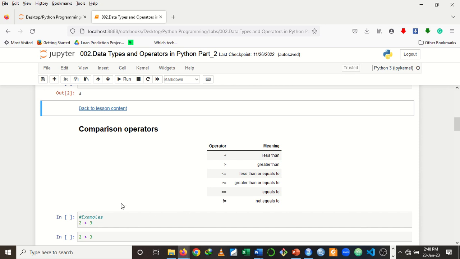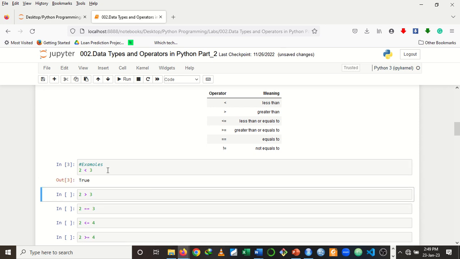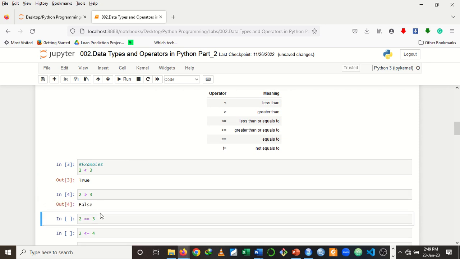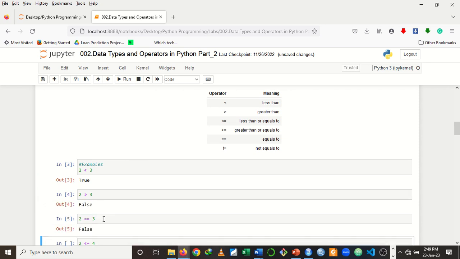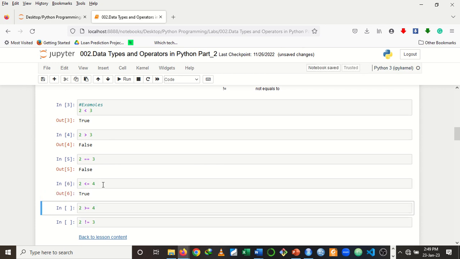So let's see examples here. For instance, let's see this particular expression: 2 is less than 3. The outcome here is what? True, because 2 is indeed less than 3. But if you say 2 is greater than 3, the outcome will be what? False. And if you say 2 is equal to 3, the outcome will also be False. The same way, if you say 2 is less than or equal to 4, you will get True.